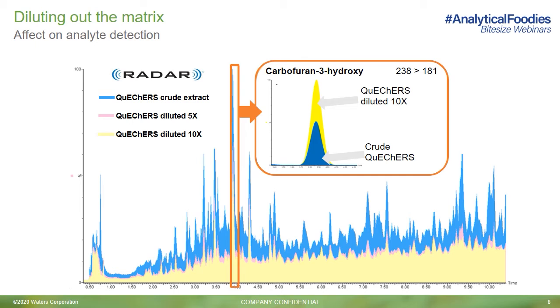This may strike as counterintuitive, but as we can see on screen, by diluting our final extract by a factor of 10, we can see the response of our analyte double. This is because the dilution has reduced the number of components entering the ionization source simultaneously with our analyte, and so less competition for efficient ionization.